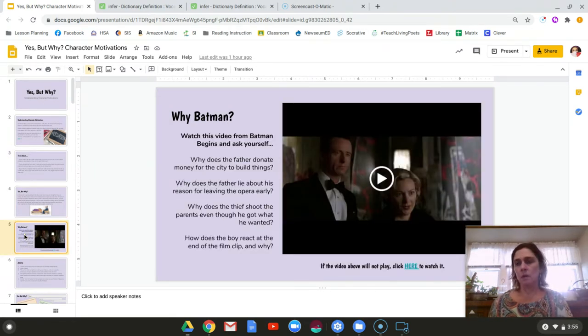So let's take what we know and let's apply it to a movie clip. This is from the Batman Begins movie, and it is one of the origin stories from Batman's past. His family's last name is Wayne. You may or may not know that Batman's real name is Bruce Wayne. So here in this film clip, we have his parents and him, and let's watch this video and ask ourselves some questions. If for some reason you cannot watch this video here on your own computer, please just click here. I put a link to a safe YouTube version of it.